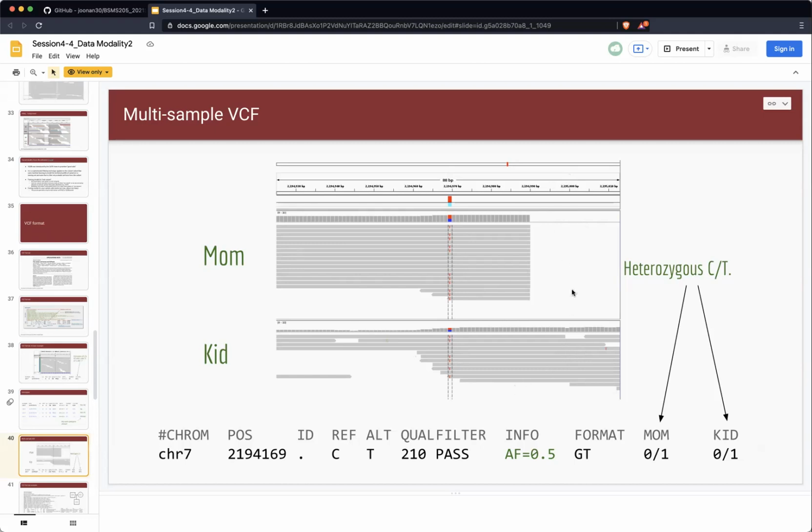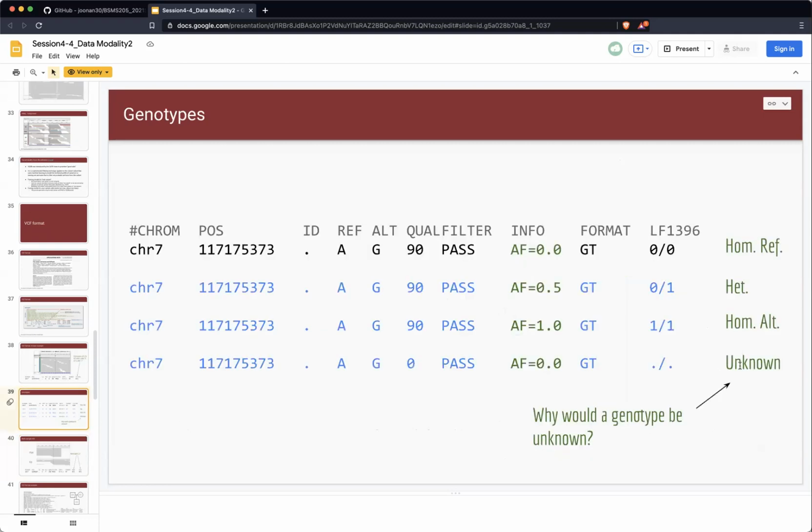In that case, if you read this position, you can say the kid probably has 0/0 because there is no mutation here. But if you look at mom, you cannot judge whether, at this locus, mom has a heterozygous or homozygous genotype, right? So you just put ./. because it is unknown at this position, right? And this is the meaning of the unknown genotype, right?